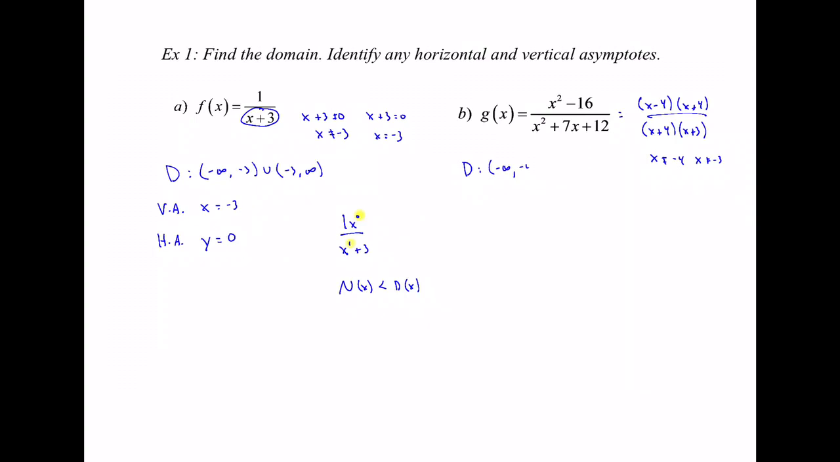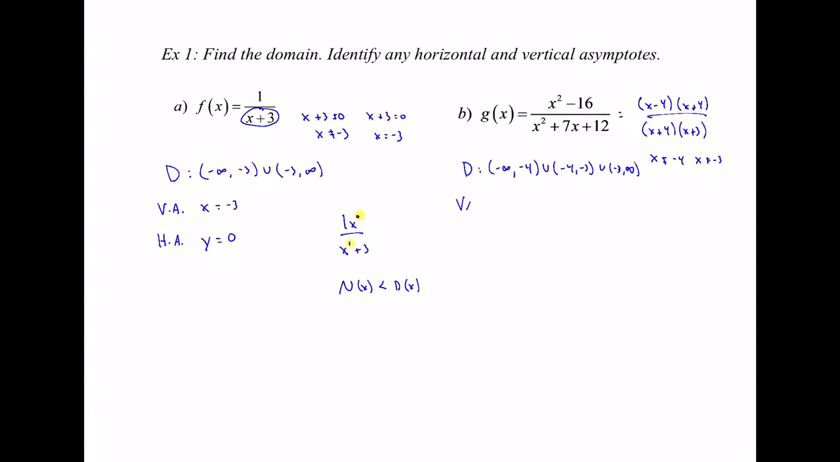So from negative infinity to negative 4, and then the union, negative 4 to negative 3, and then the union again, negative 3 to infinity. So that's all real numbers excluding negative 4 and negative 3.